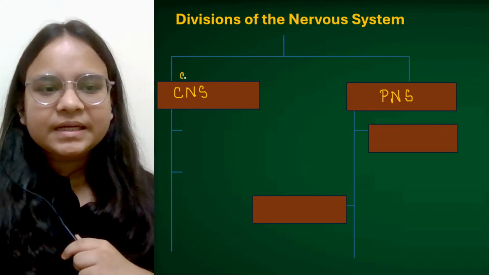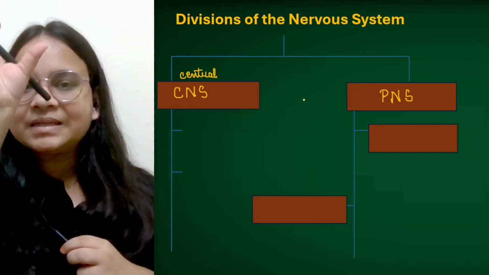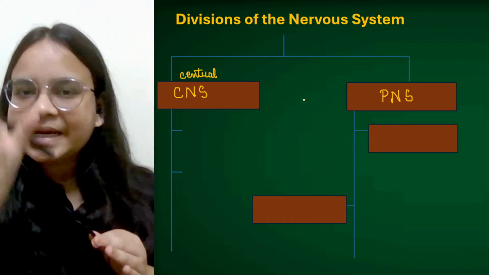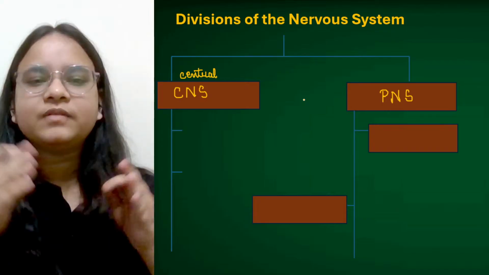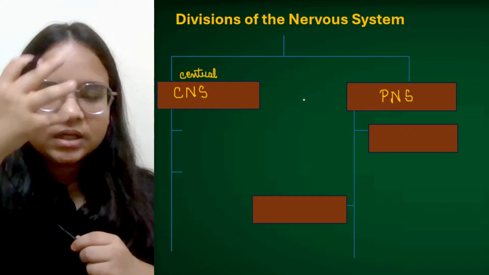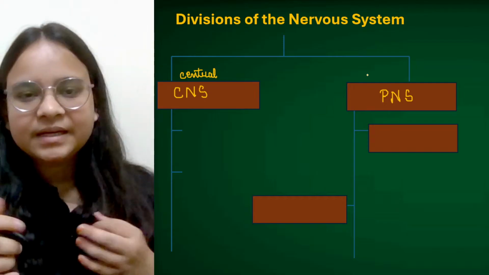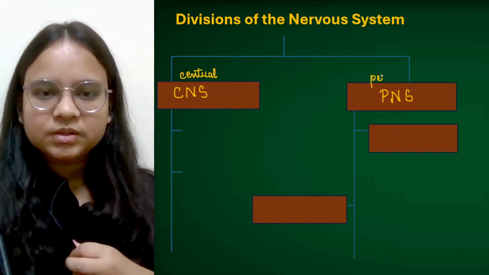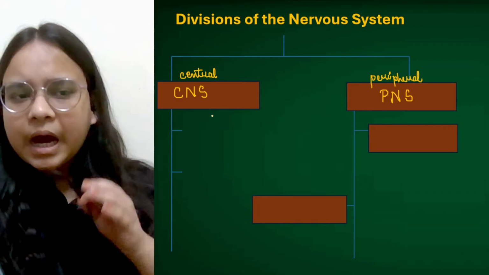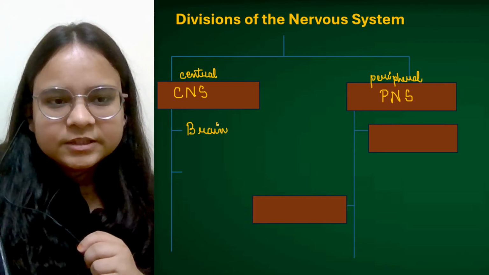What is the Central Nervous System? Why are we calling this the Central Nervous System? Because the organs which are at the center of our body, like the brain and the spinal cord, are at the axial portion of our body. Peripheral means sidewise. So all the nerves that are emerging from the brain or the spinal cord are categorized under the peripheral nervous system. Now under the central nervous system we have the brain and spinal cord.